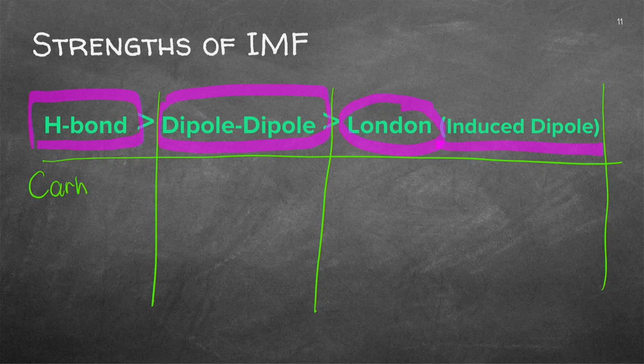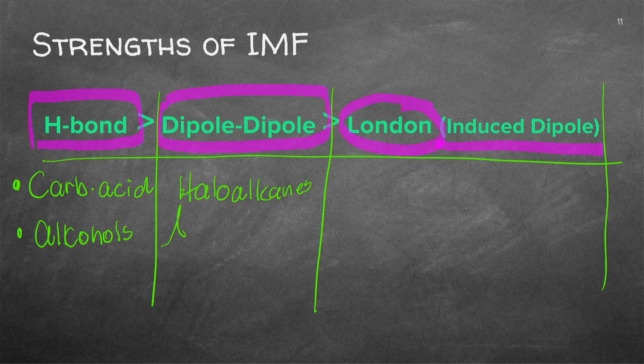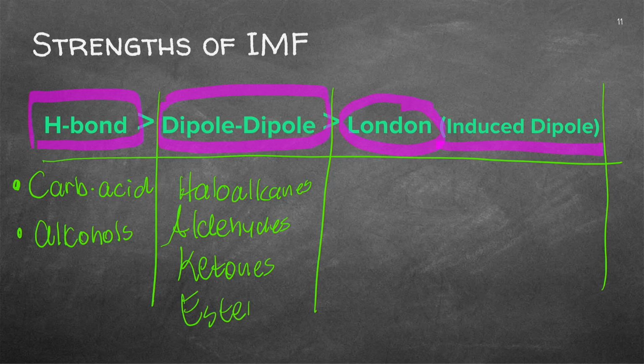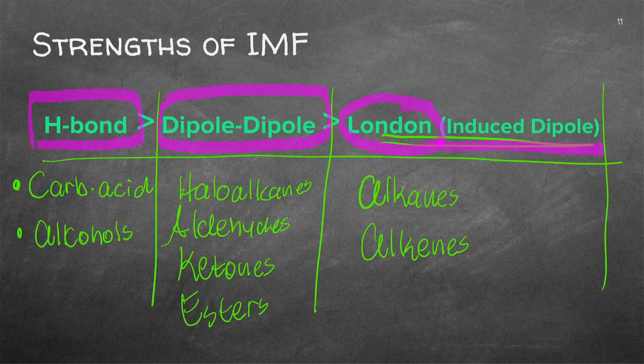Remember, we said here will be the carboxylic acids and the alcohols. Please make sure that you know this is stronger than that one. The dipole will be the haloalkanes. It will be the aldehydes. It will be the ketones. And it will be the esters. And then finally, the induced dipole or London will be all the alkanes and all the alkenes. So important that you know which one is the stronger one after you identified them.